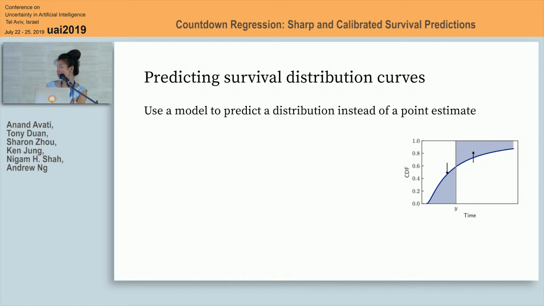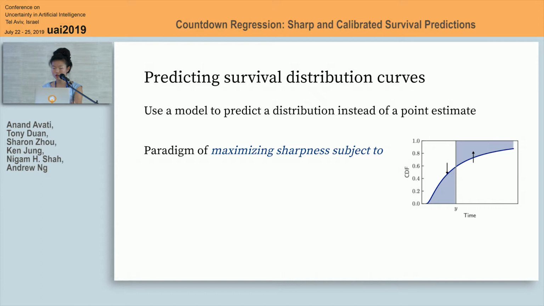So we're using a model to predict a distribution of someone's survival, so the probability at which they might pass away across time, as opposed to a point estimate of exactly when they might pass away. The paradigm under which we're operating is maximizing the sharpness of this distribution subject to calibration. This has been successfully applied in probabilistic forecasting, as well as commonly used in meteorology.